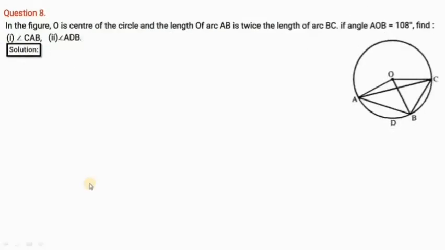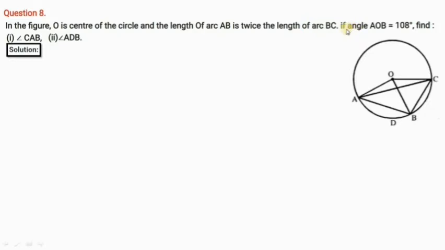Okay, let's see the next question. Question number 8. In the given figure, O is the center of the circle and the length of arc AB is twice the length of arc BC. That means AB is double in length compared to BC. Suppose BC is 2 centimeters, then AB has to be 4 centimeters. That is the meaning of this particular line.